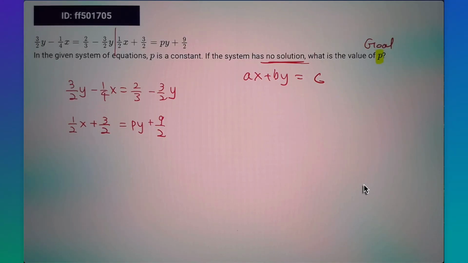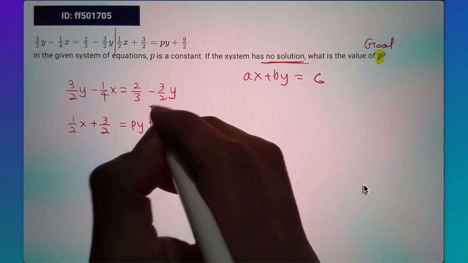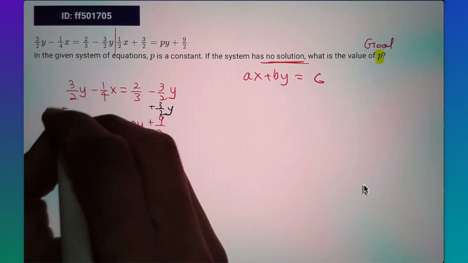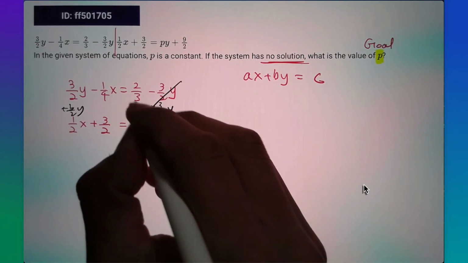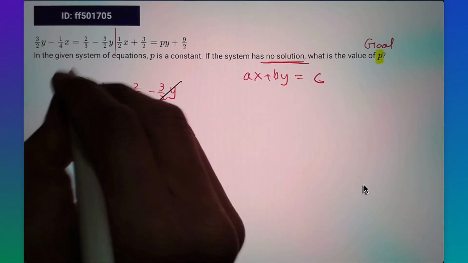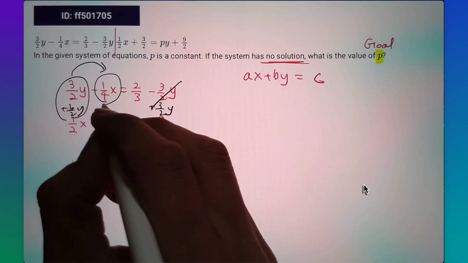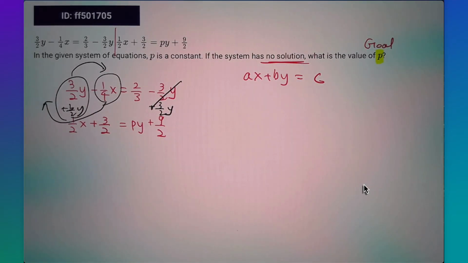Okay, so let's move the negative 3 over 2y to the left. To do that, we can add 3 over 2y on both sides. This way, we only have a constant on the left. And I'm going to switch the side of this with the x. You don't have to, but I just like to see x in front.